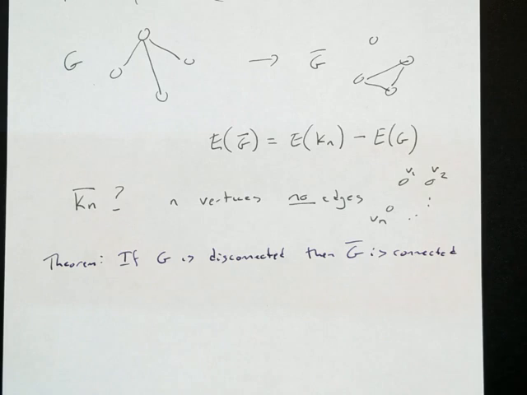This theorem, if a graph is disconnected, its complement is connected. The converse of this is false. If I take a graph that's connected and I take its complement, must the complement be disconnected? No. It doesn't have to be. Could it be? Yes, there's an example where it is.